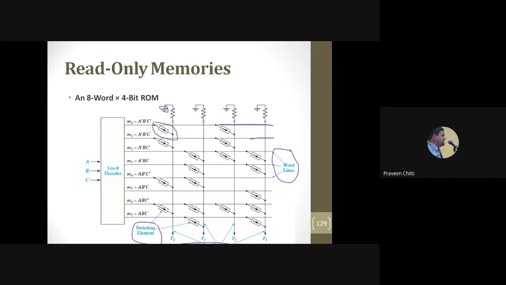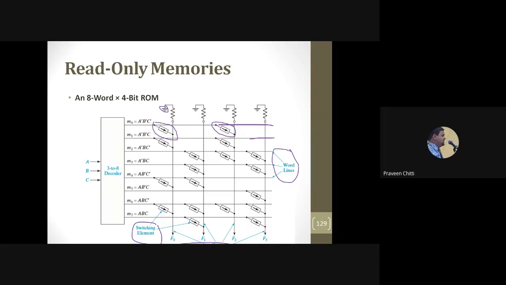Now assume I have connected this. I'll take one by one example. Now I will add this also. Second switching element I have added. Can you tell me what will be the output of F0, F1, F2, F3? Yes, Sahana? A bar, B bar, C bar, and F1 will be 0. Exactly. F2 will be A bar, B bar, C bar, and F3 will be 0.